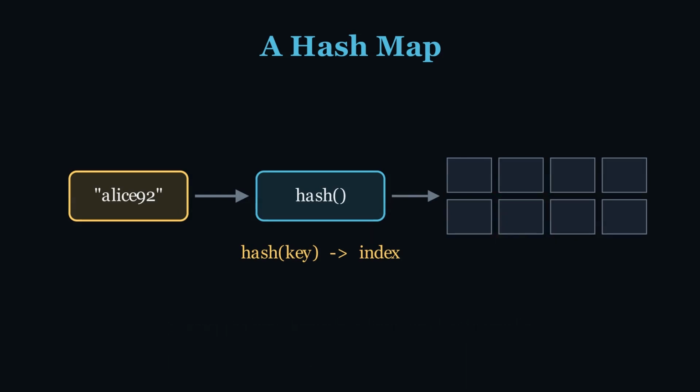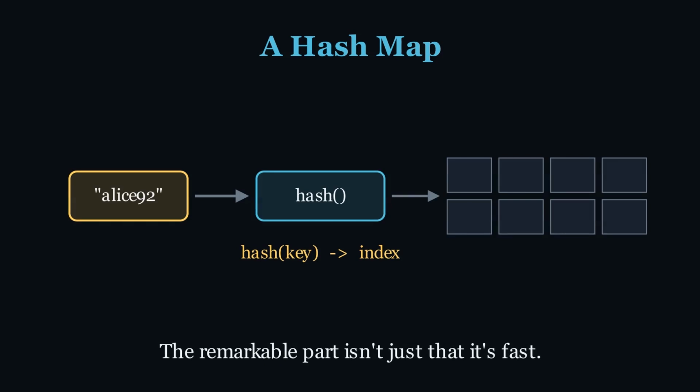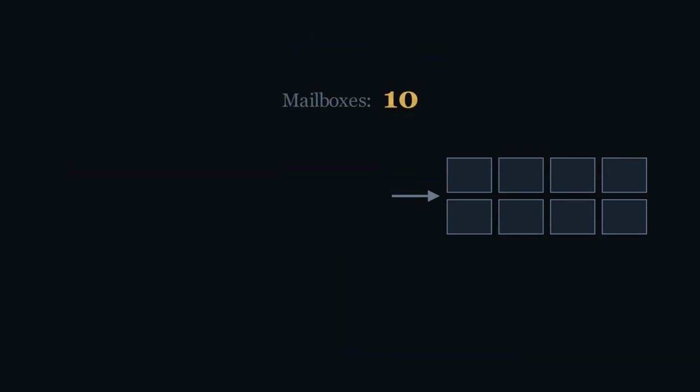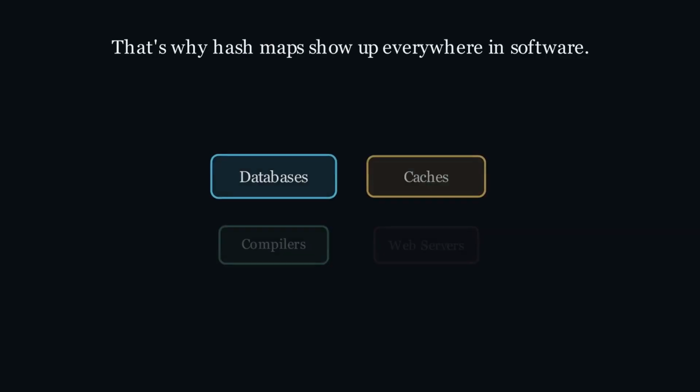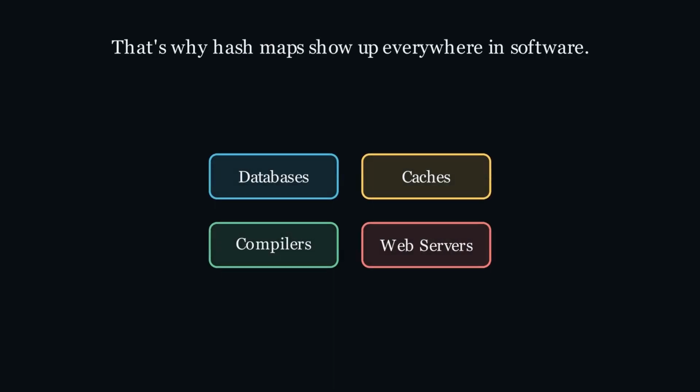A hash map is built on exactly this idea. It takes a key, say a username, and runs it through a function that instantly tells it which box to look in. The remarkable part isn't just that it's fast, it's that it's equally fast whether there are 10 mailboxes or 10 million. That single property, constant time, regardless of size, is why hash maps show up absolutely everywhere in software, quietly, in the background, doing this same trick over and over.